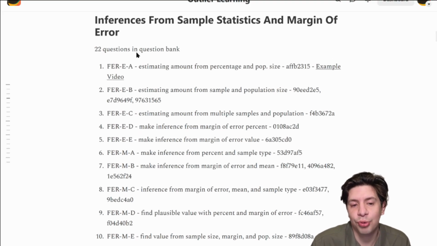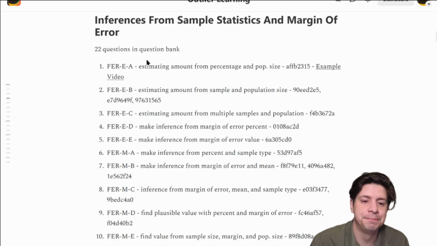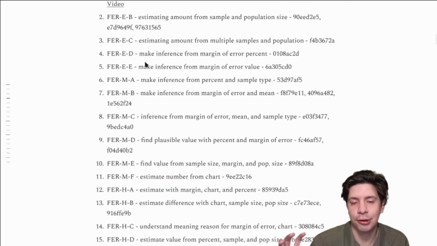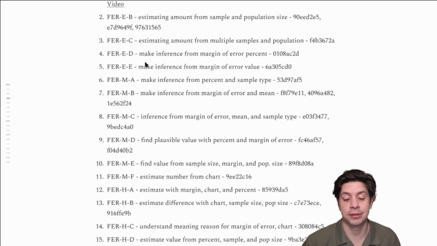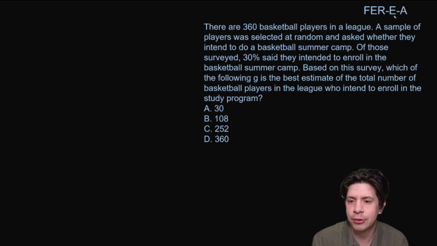And there are 22 questions on inferences from sample statistics and margin of error, and there are 15 types. So if you know the 15 types, you'll know any type of question in this category. All right, so let's get to that. We'll start with easy level. This is category A within easy, which is about estimating from a percentage and population size. And then we'll go from there.